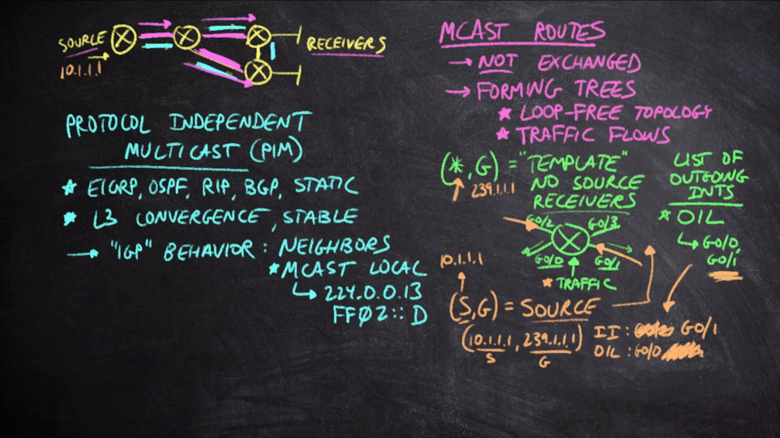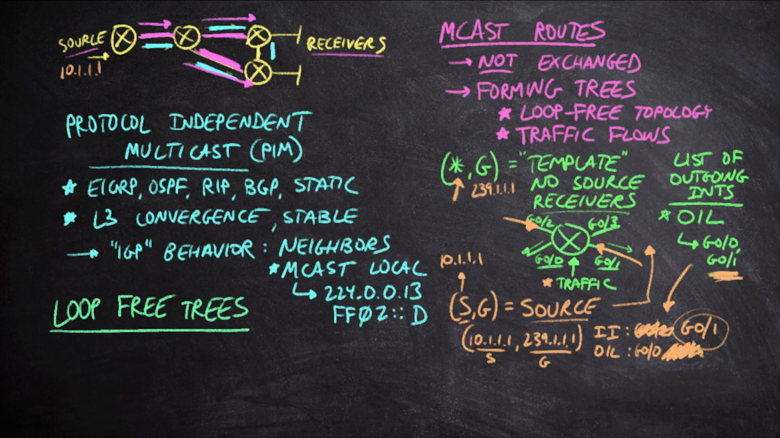So that's again where the template concept comes from, where it says, okay, we know all the interfaces that we want to send this multicast stream out, but we can't send it out the interface that we received it on. And so it's very important that we identify what that incoming interface is. Now, one of the reasons why it's so important that we recognize that has to do with the fact that, again, we are trying to generate loop-free trees or loop-free topologies.